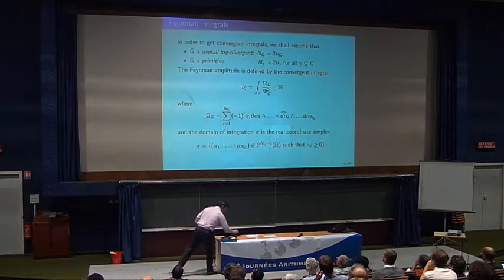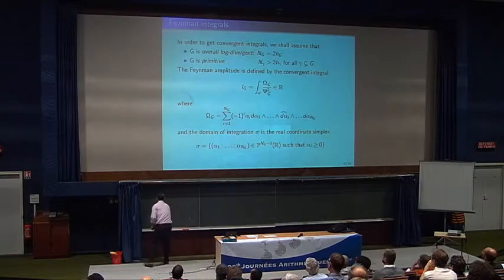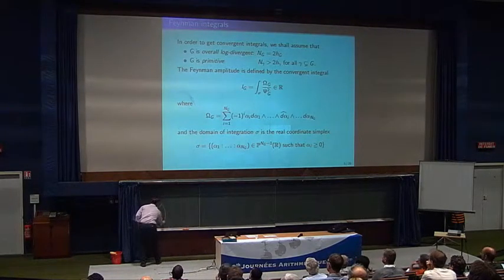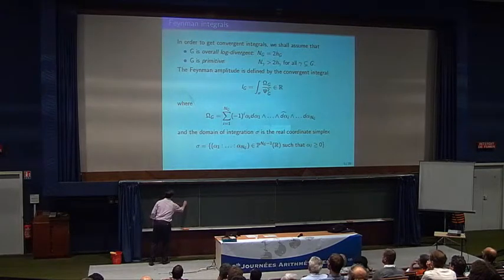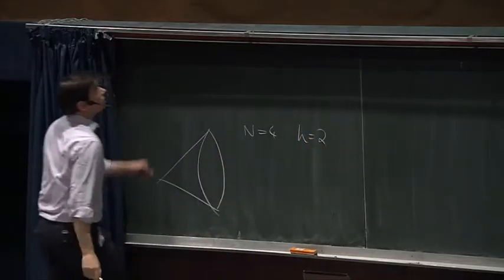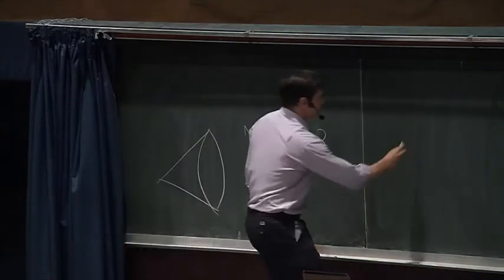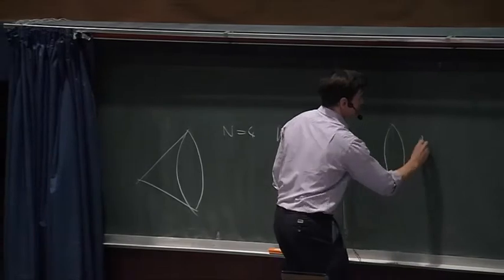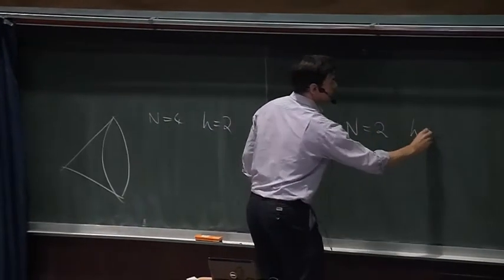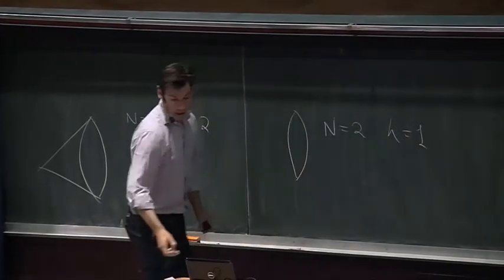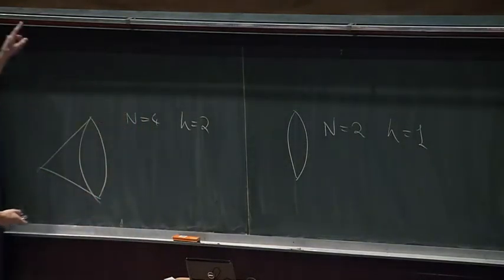So let me perhaps just draw a quick picture. In the example, we had this graph. It has n equals 4 and h is 2. So indeed, it is overall log divergent, but it contains this subgraph, which has n equals 2 and h equals 1, which therefore violates the second condition. So this is not an example of an overall log divergent primitive graph.